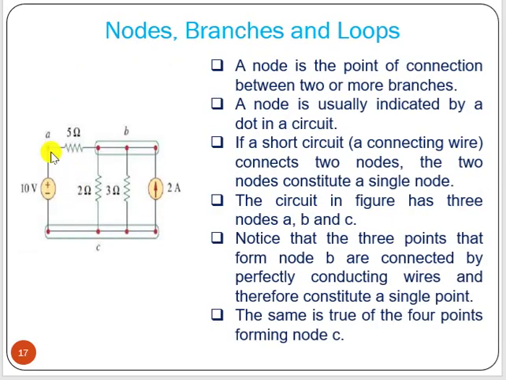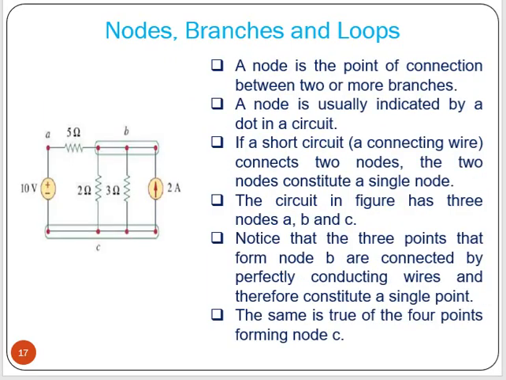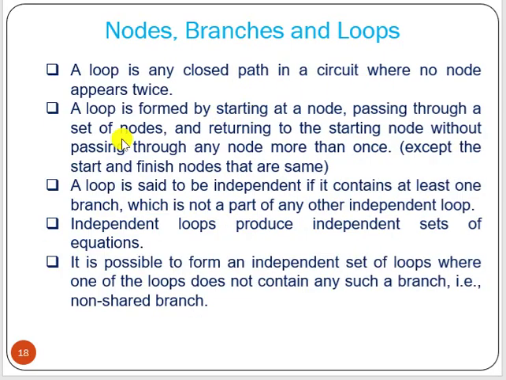That means you can start from A, go to B, then C and reach back to A. This can be one loop. Again A, B, C, this can be another loop. Again A, B, C, another loop. So you can have 1, 2, 3 loops in this circuit. So the main point is there should be a closed path.